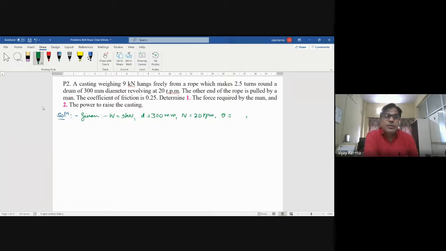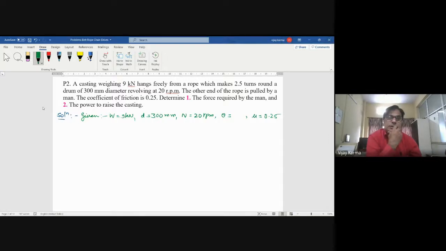The other end of the pulley is pulled by a man. Okay, on the other end there is this pulley, this is its weight, and a man is pulling it, comfortably. The other end of the pulley is pulled by the man. The coefficient of friction is 0.25. So this is given.